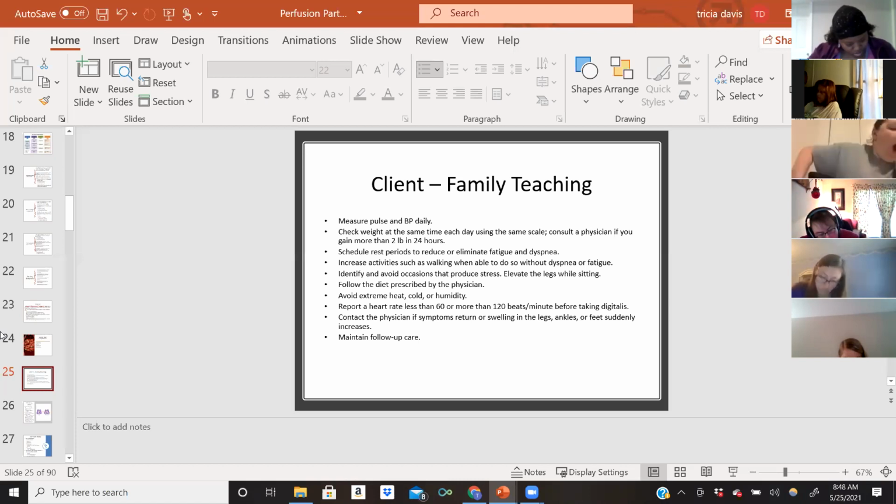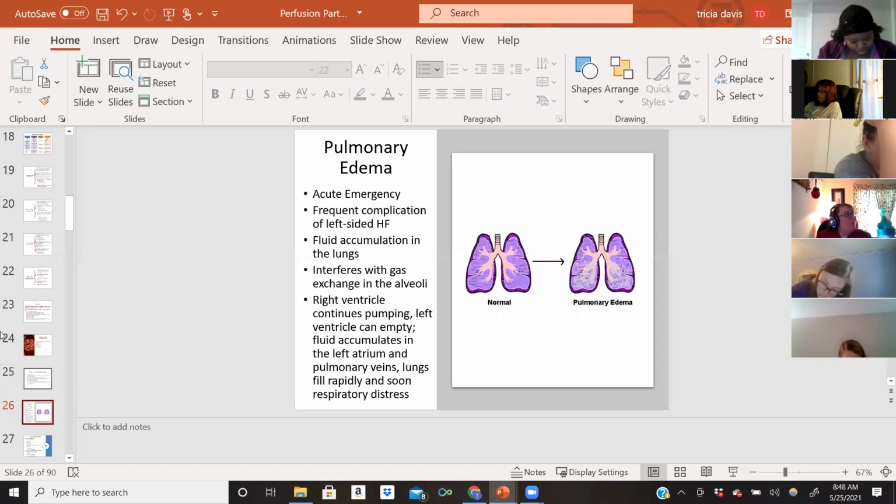And we want to contact the physician if symptoms return or if they see swelling in their legs, their ankles, or feet suddenly. And then obviously maintaining that follow-up care is very important, keeping all those appointments. So we said one of the things that we could see as a result of heart failure is pulmonary edema.